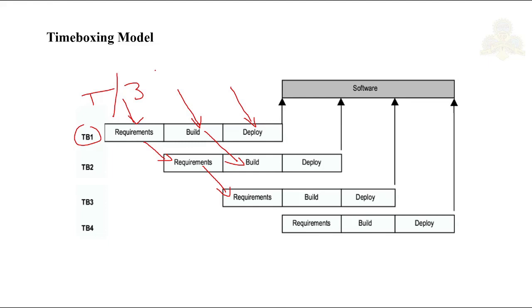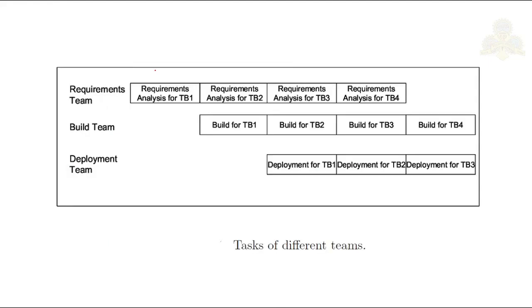Next we will have a quiz. Okay, before that, this is the same, the requirements team. The requirement team will do requirement analysis for timebox 1. Once that is finished, they'll move on to the requirement analysis of timebox 2, then 3 and then 4. Once the requirements team jumps on to the requirement analysis of timebox 2, the build team comes into the picture and they'll build for timebox 1. Once it is finished, they'll move on to timebox 2. The same thing happens for the deployment team.